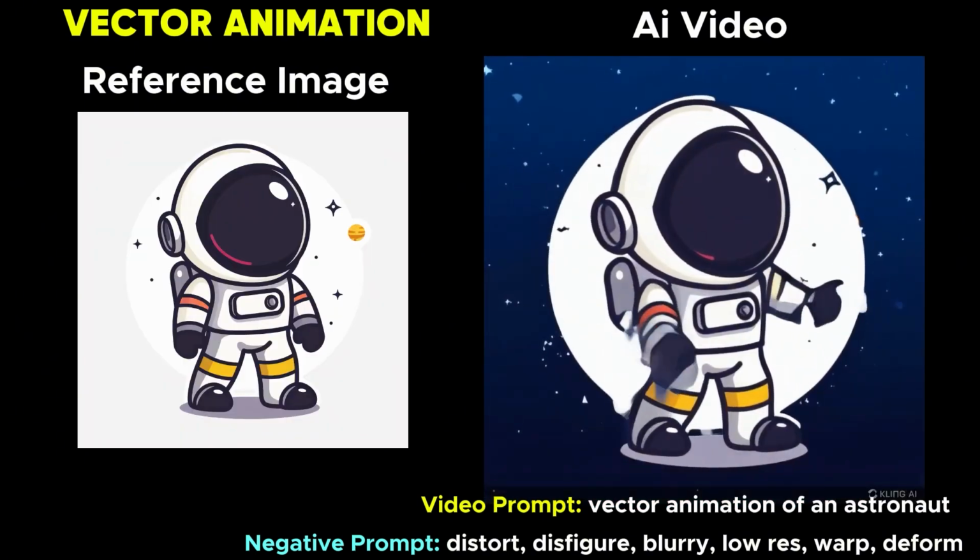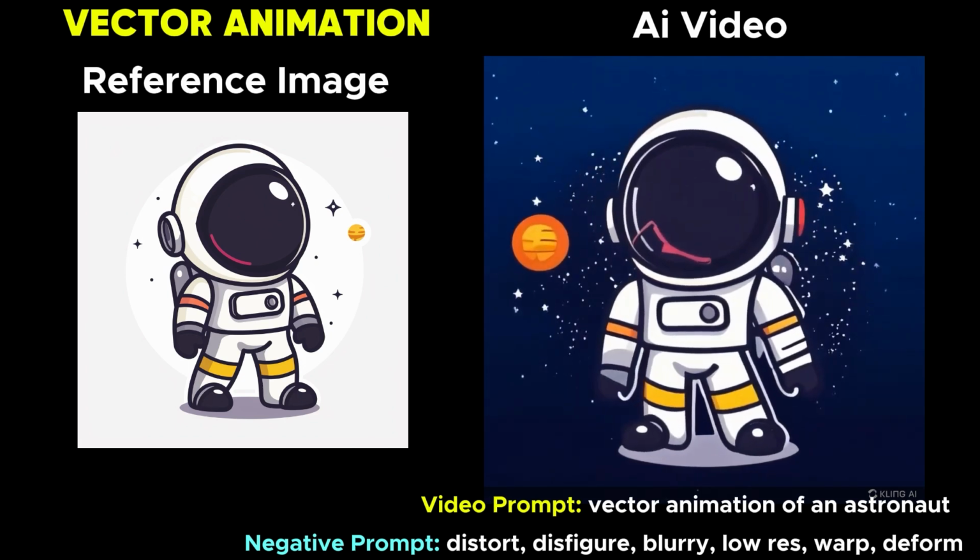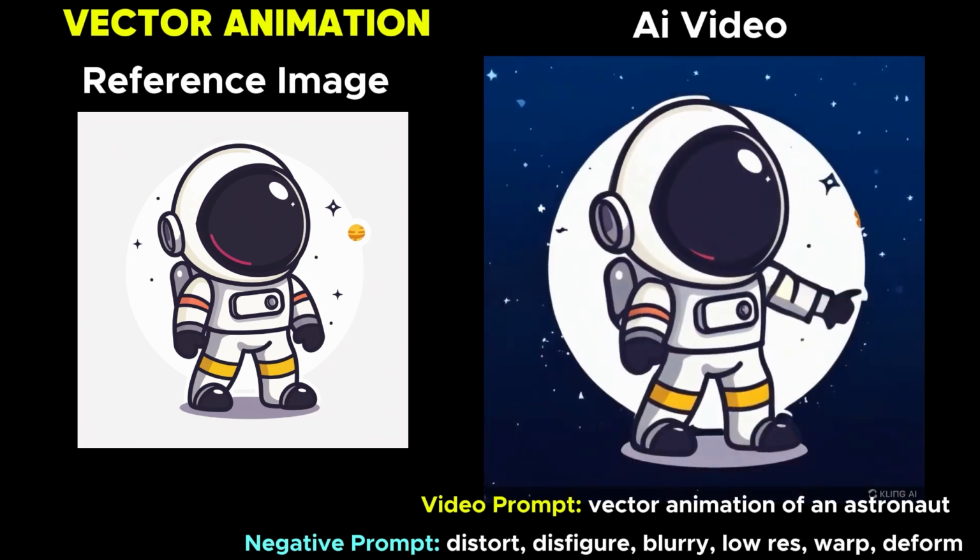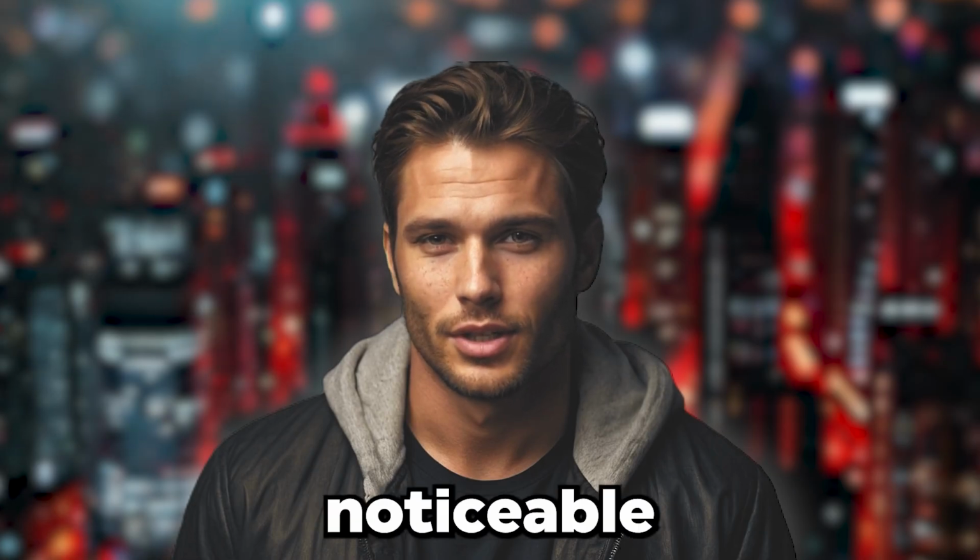In the ASA graphic, for instance, the background shifts and the edges aren't as sharp, though the motion itself is decent. However, quite a few of them experience noticeable deformation.